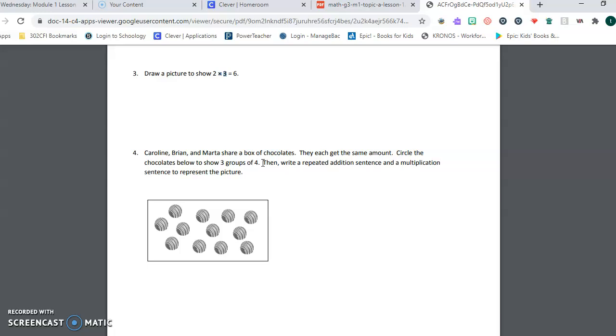You have to write a repeated addition sentence. That's first. And when they say sentence, they don't mean words. They mean an equation. They mean something plus something plus something equals something. And you write that in numbers and symbols. And then the next one is a multiplication sentence. Okay, so that's something times something equals something.